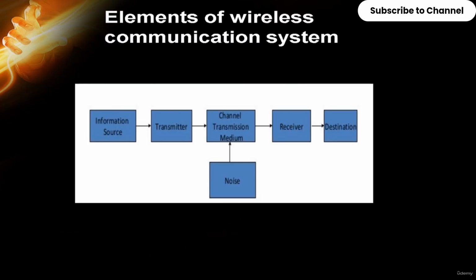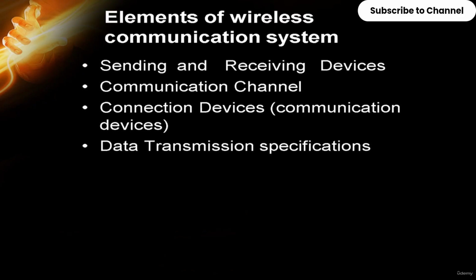Next, the elements of wireless communication. Elements means how the communication takes place between sender and receiver, and what components are involved. So this is the source of the information and this is the destination. The transmitter transmits the data, and the channel, the transmission medium, carries the data. Then the receiver gets the data, and finally it is given to the destination. Noise in the communication also happens, as noise gets transferred in the media. These are the important elements of communication.